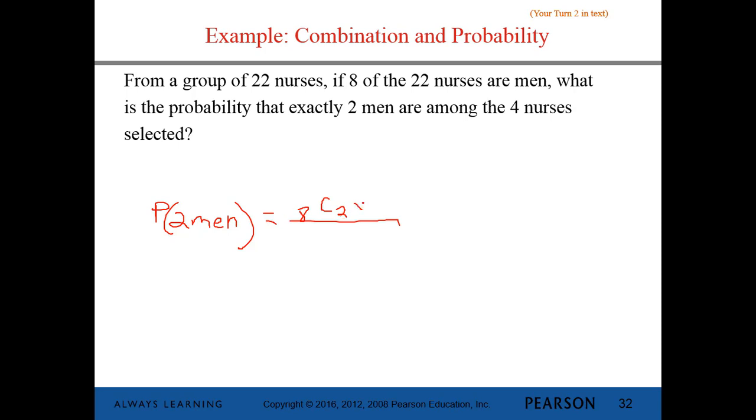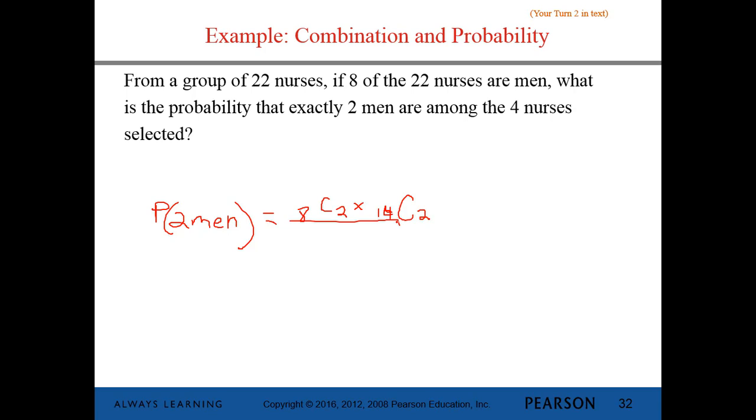Now we still have 2 positions left over. Well, those are going to have to be women, right? So how many women are there? Out of the 22, there are 14 women. So 14 have to be the other women. Okay, so 14 choose 2.